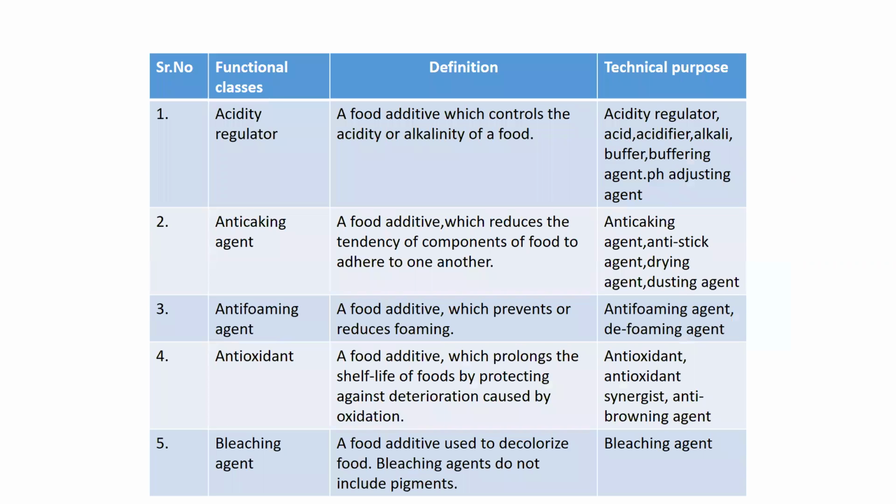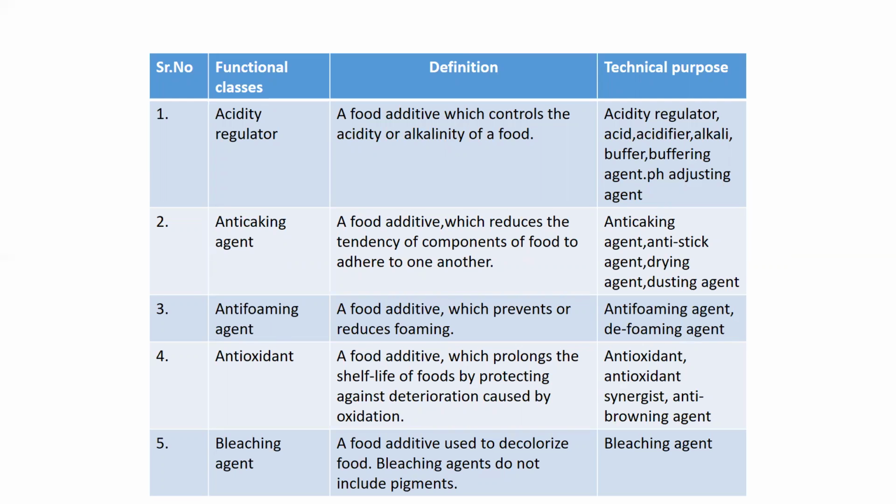First one is acidity regulator. It is a food additive which controls the acidity or alkalinity of a food. It acts as an acidity regulator, as a pH adjusting agent, or as a buffering agent, etc. Next is anti-caking agent. It is generally used in food products such as salt, etc. It is the food additive which reduces the tendency of components of food to adhere to one another. It acts as an anti-caking agent, as an anti-stick agent, or as a dusting agent or drying agent.